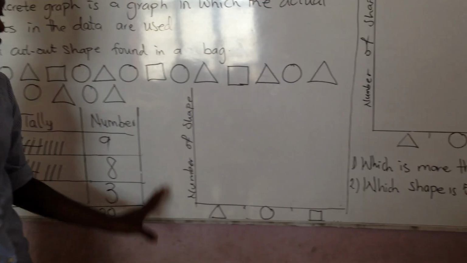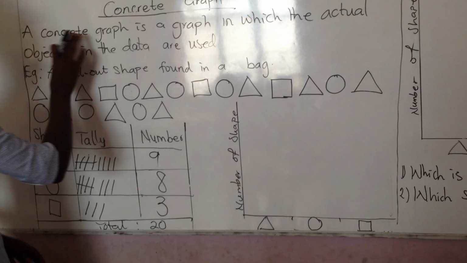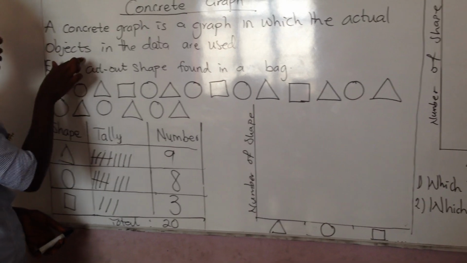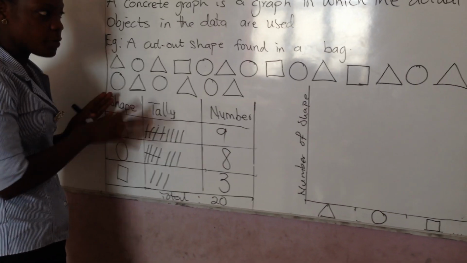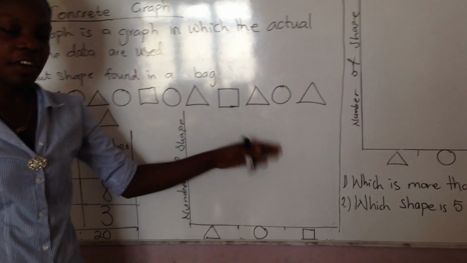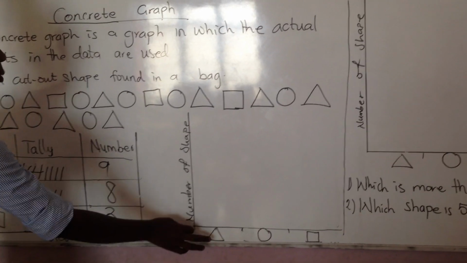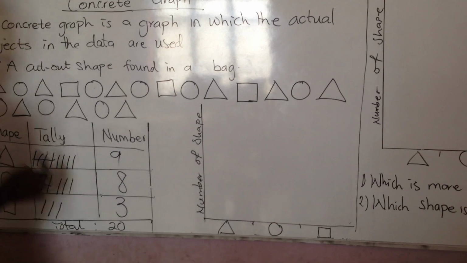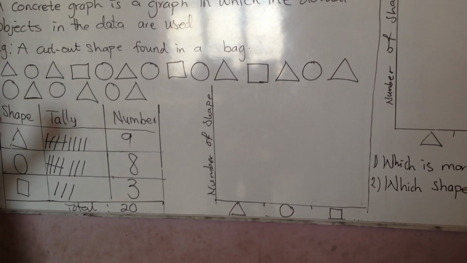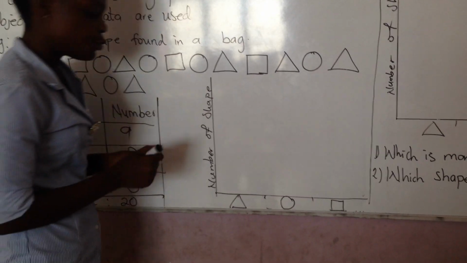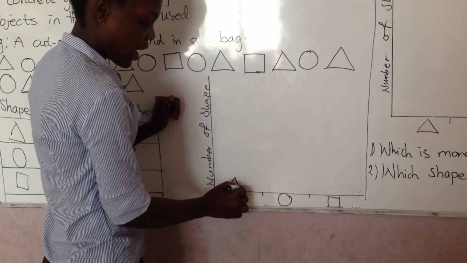Then we go to the concrete graph. Now the concrete graph, we say what? The actual object. So we are going to use these objects, the shapes, and put them in graph form. Now how many triangles do we have here? You see the triangles, 9 triangles that were cut out and found in the bag. So we are going to draw 9 triangles.